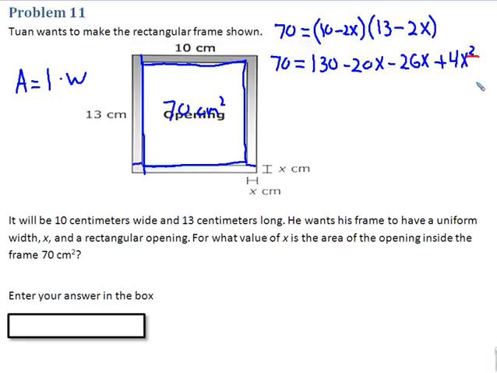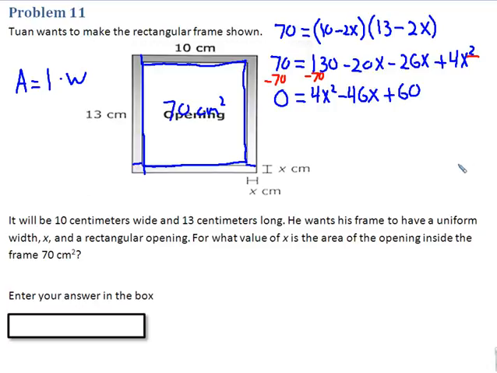Okay, so again, we're left with a quadratic equation to solve. I'm going to rearrange some things by combining like terms. I'm going to bring the 4x squared out front. That's kind of what we're used to. I'm going to combine the negative 20x and the negative 26x. That's going to be negative 46x. And then I'm also going to subtract 70 from both sides of the equation to get everything set equal to 0. 130 minus 70 is going to be positive 60. So that looks a little bit nicer now. It's in our standard form, and we can go ahead and solve that quadratic.